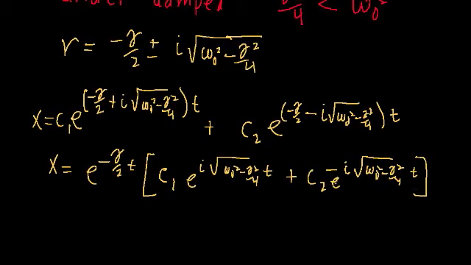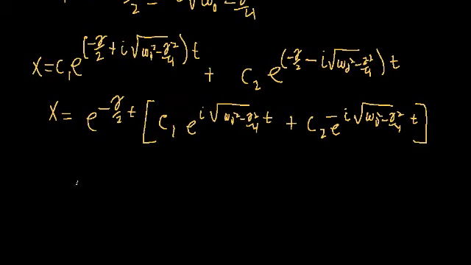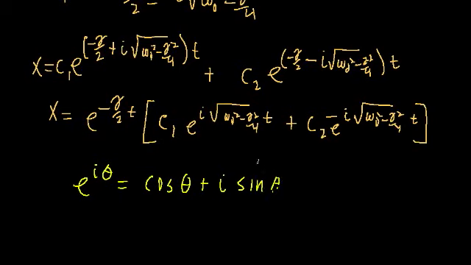So now we have a sum of two complex exponentials. We can simplify this by using Euler's formula. e to the i theta is just cosine of theta plus i sine theta, where this giant thing can be our theta value. If we do that, we get a sum of sines and cosines, and we can group all the cosines together, and we can group all the sines together.